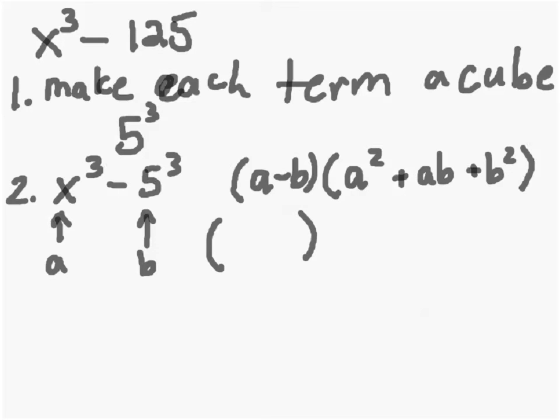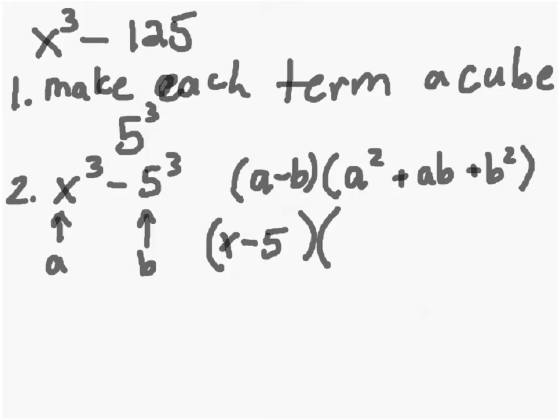So we have a minus b. So remember, a is our x, 5 is our b term. So then you get x minus 5 in parentheses. So open, x minus 5 close, open. And the second part is a squared plus ab plus b squared.